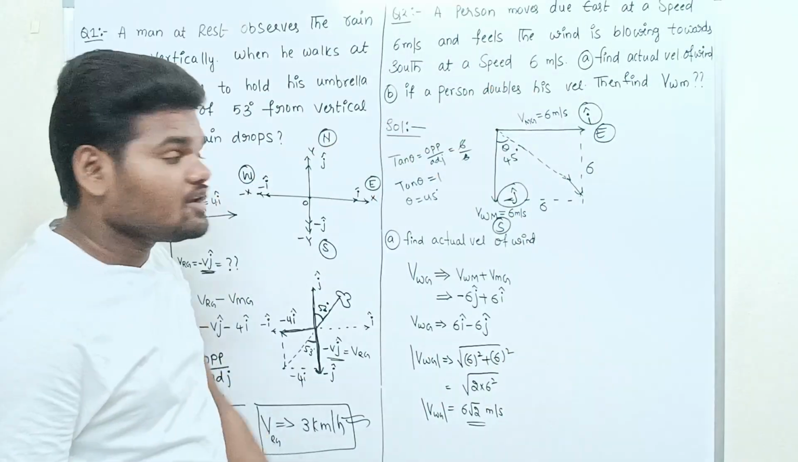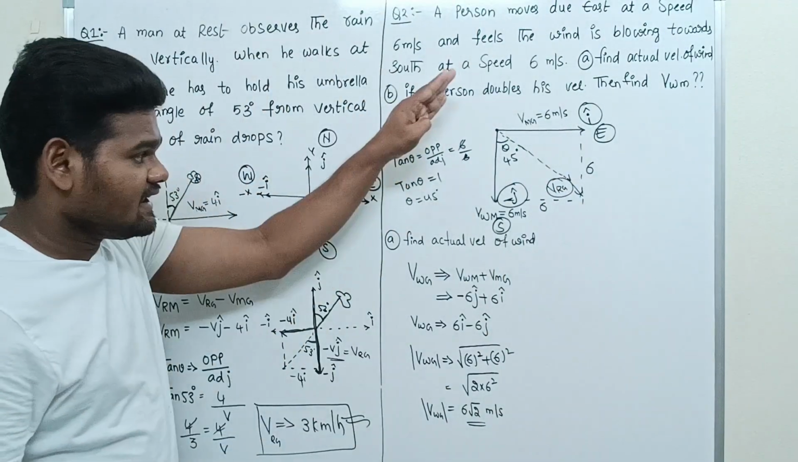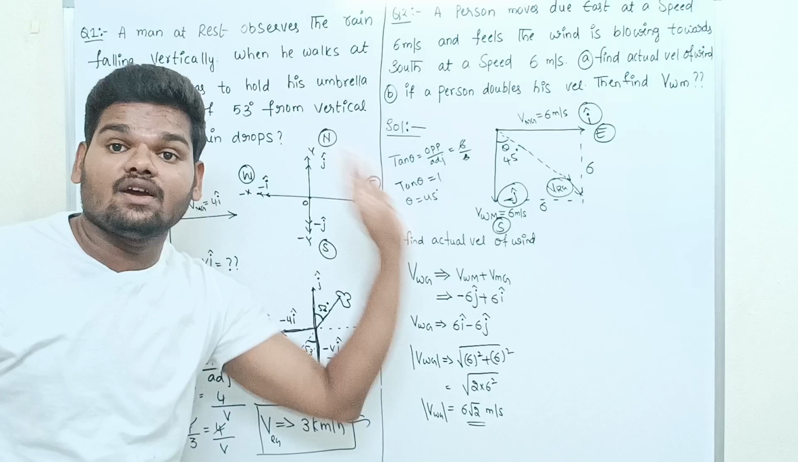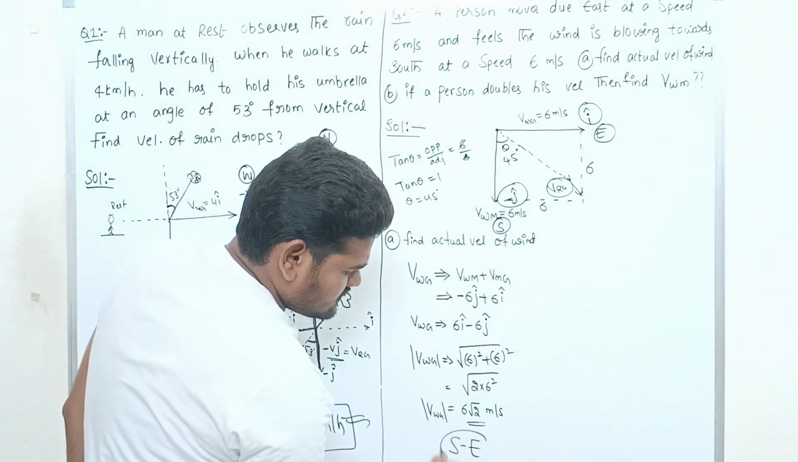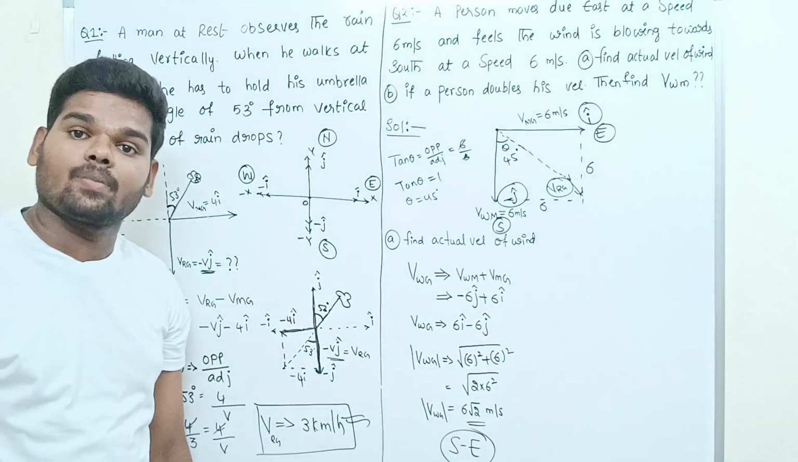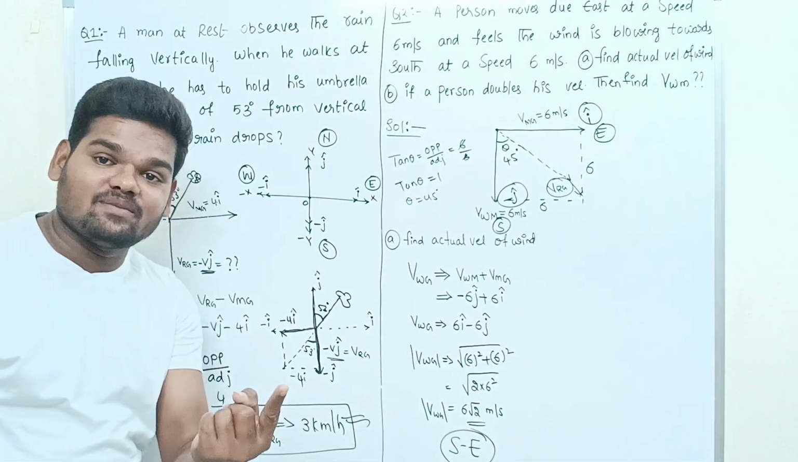So the relative velocity of rain with respect to ground is towards the southeast direction. Likewise, you have to do the problem. Are you getting it? Is there any problem?